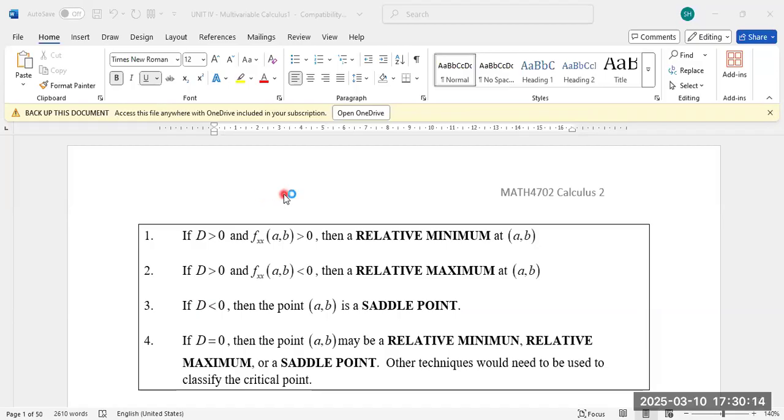You now have to look at the value of f_xx. If f_xx is positive, it means that you have a relative minimum. However, if f_xx is negative, you have a relative maximum. f_xx is less than 0, and a number less than 0 is negative, so you're going to have a relative maximum at (a, b), which is at the critical point. If f_xx is greater than 0, which means that it is positive, then we have a relative minimum at (a, b), which is at the critical point.